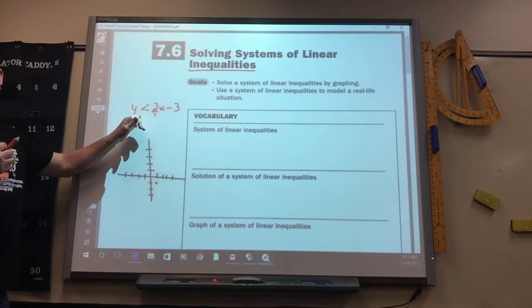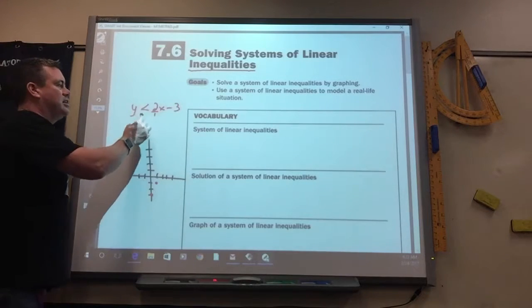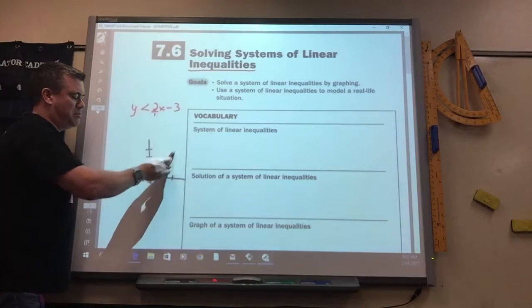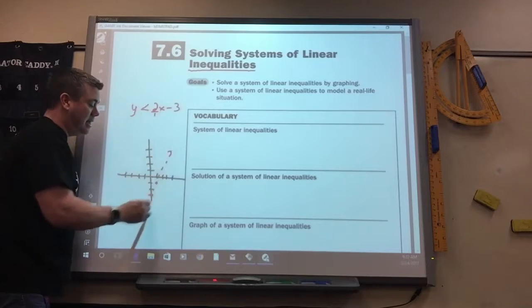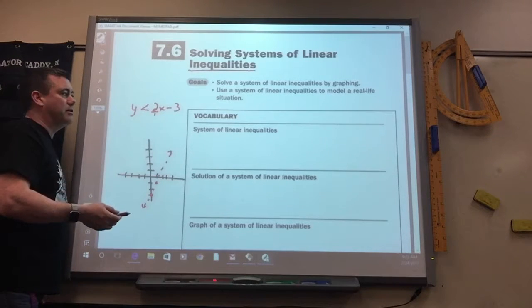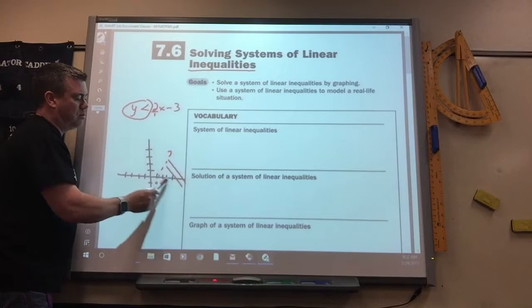Oh, shade. We got to shade and dot it. It doesn't have the equal to. If it has the equal, you put a solid line. If it's not, you put a dotted line. And then, like you said, we got to shade one side or the other. Since y is less than, that means we shade below.